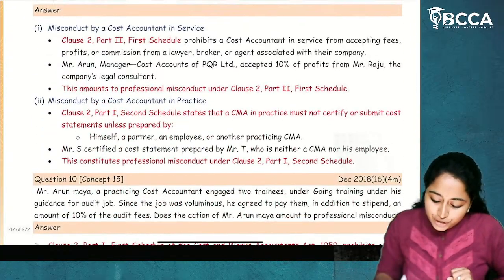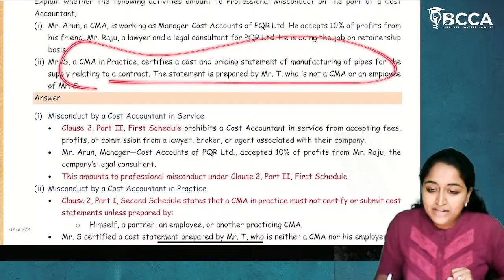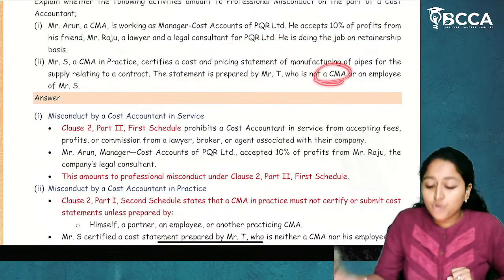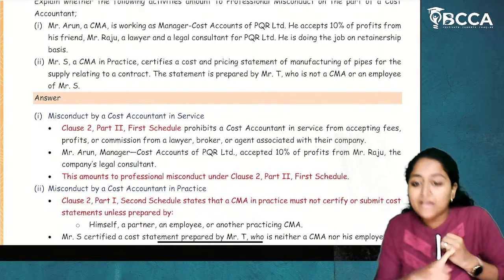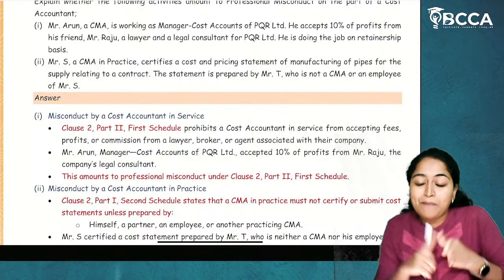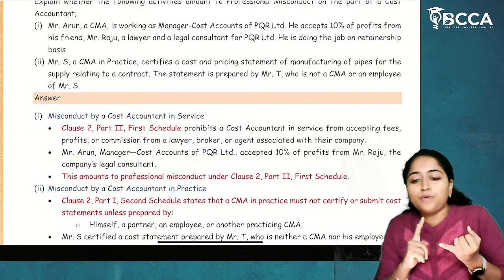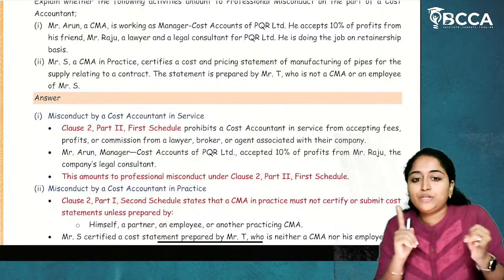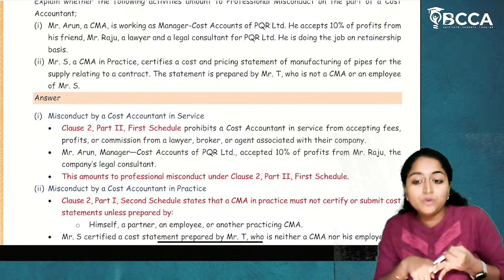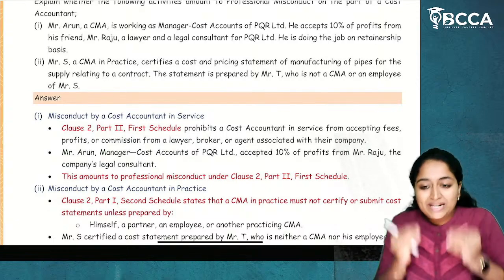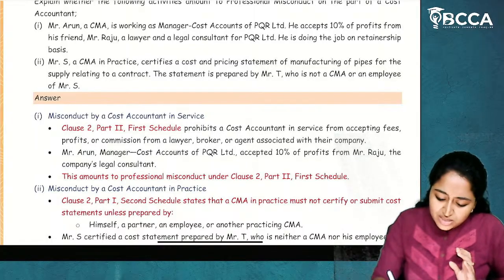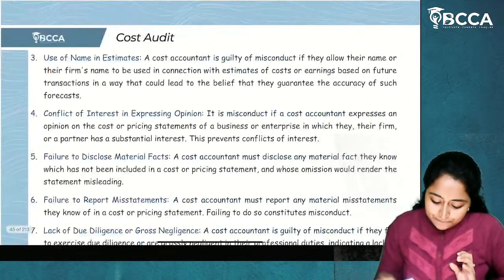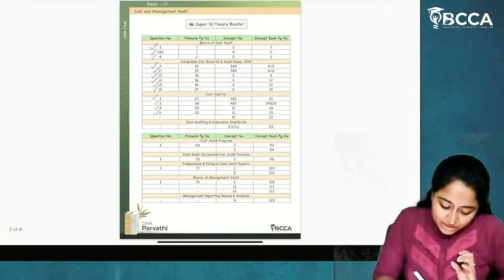Part 1, second schedule. He is giving a certificate of a report which is done by a non-CMA, who is Mr. T. So you have to remember which point it is, from which schedule, from which part. Even if you're not remembering which point, it's okay. You have to remember from which part and which schedule, and you have to write the provision, analysis, conclusion. I hope it's clear. So this is how you have to do the presentation. I hope everything is clear.